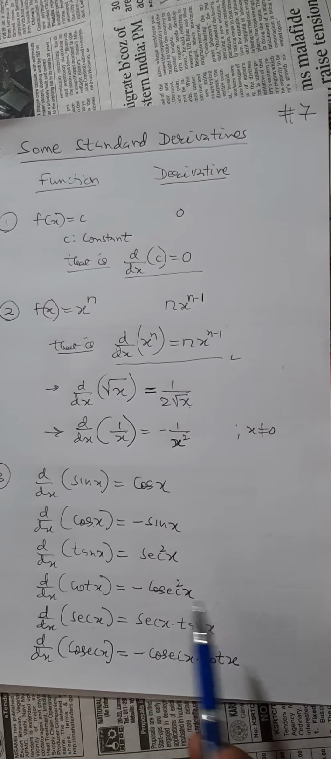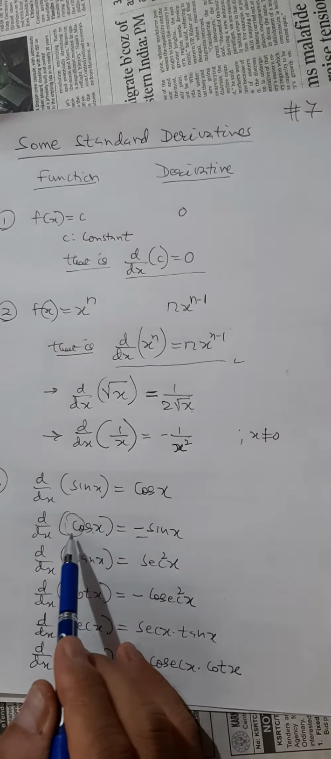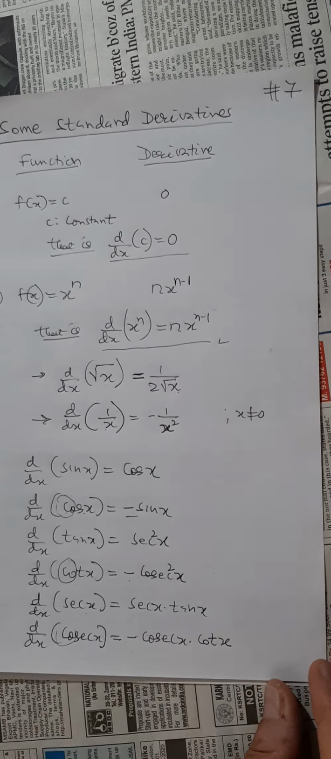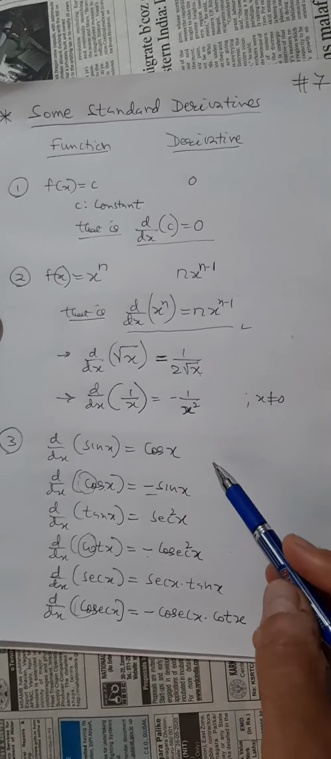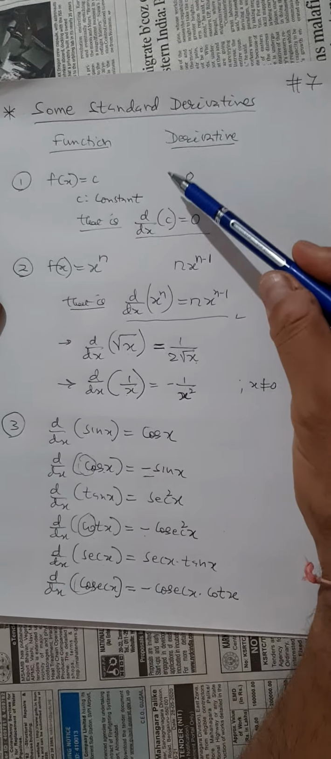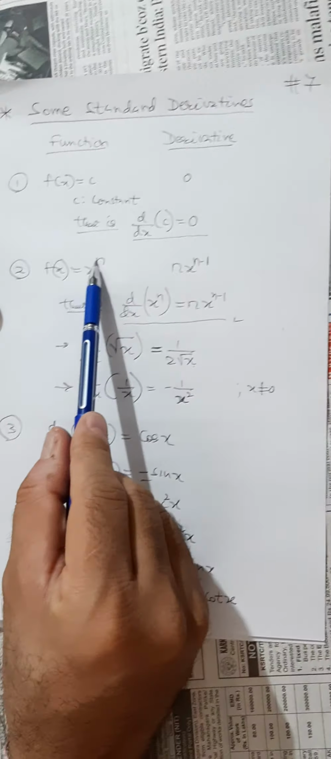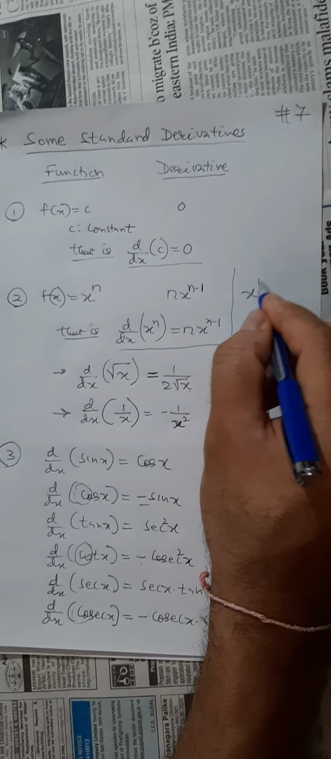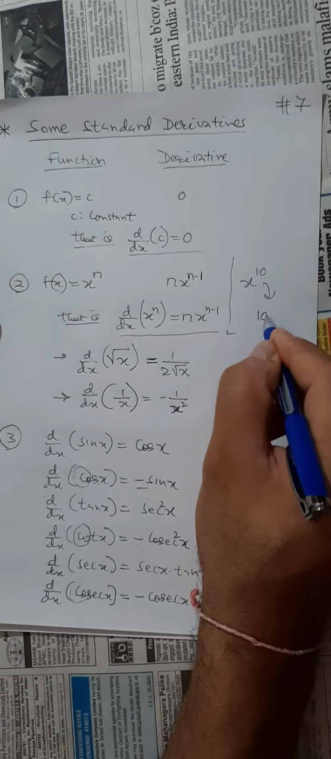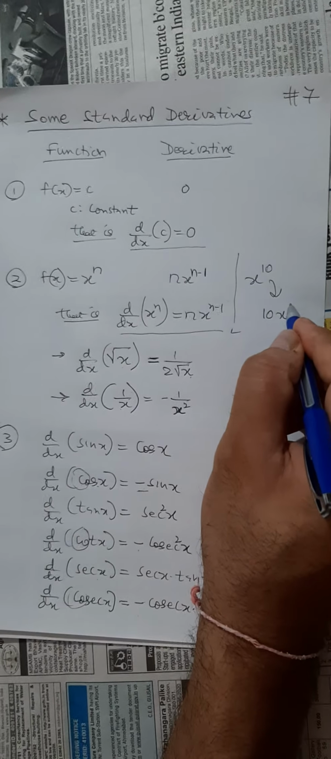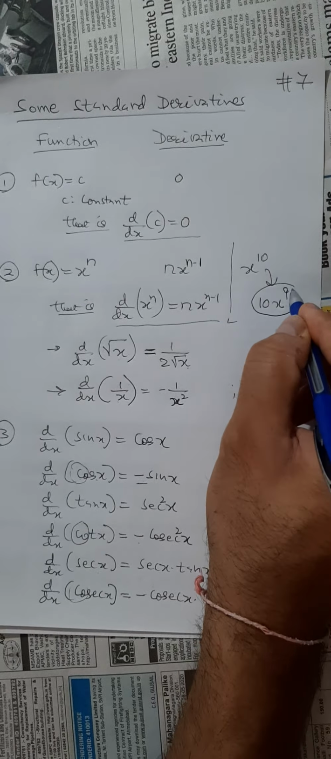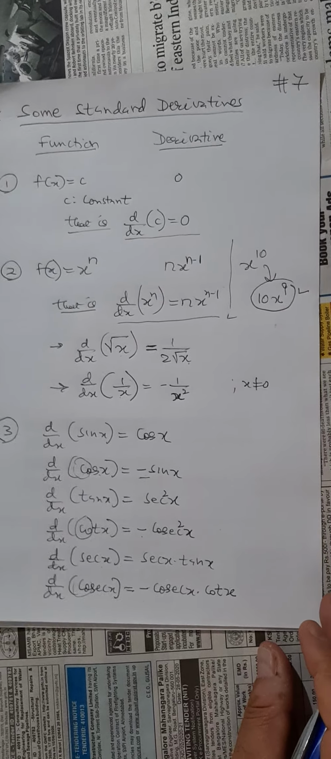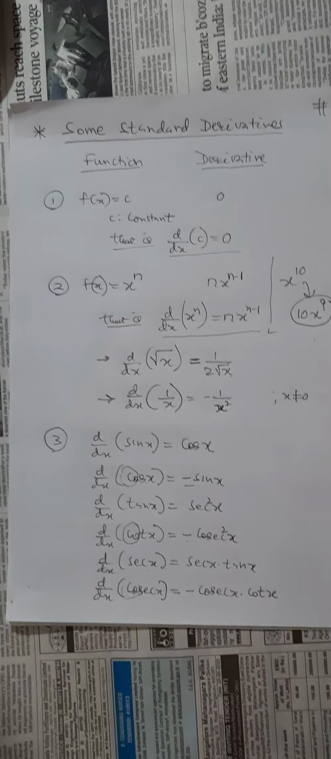This we know. Whenever you see a function starting with co, then you have the minus sign. Cos minus sine, cot minus cosec square, cosec minus cosec cot. These are the standard derivatives we know for trigonometric functions. Constant 0, power function, take this power in the product and reduce the power by 1. For example, if I want the derivative of x raised to 10, you take 10 in the product, 10 into x raised to 10 minus 1, which is 9. So 10 into x raised to 9. This we know from 11th standard. And then these standard trigonometric functions. This is revision of what we did in 11th.